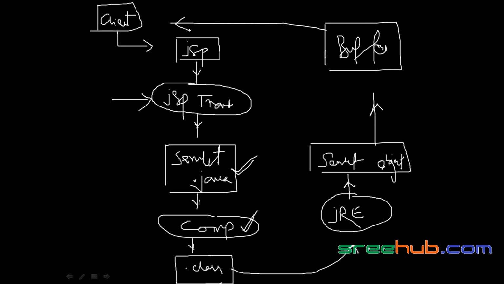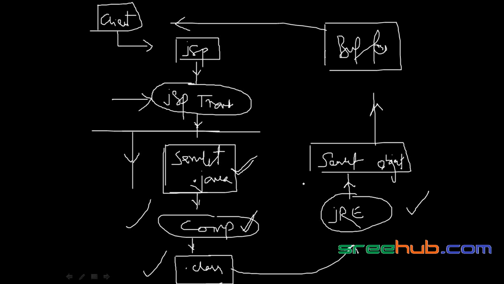So that is how your life cycle goes on. The JSP is there, it will be converted to some servlet.java, right? And then this is a point where everything comes which we have learned in servlets. Once a servlet is there, then what happens? It will compile, it will create a class file, it will load on JRE.